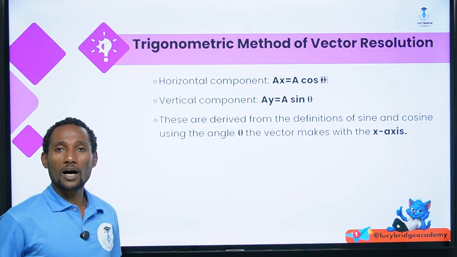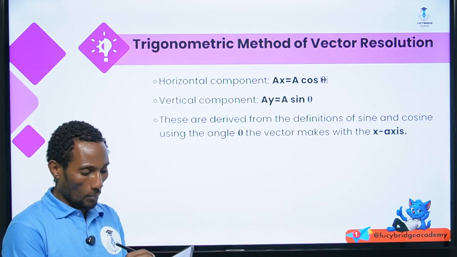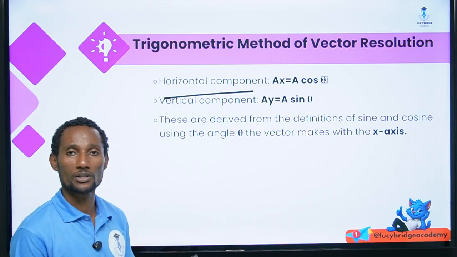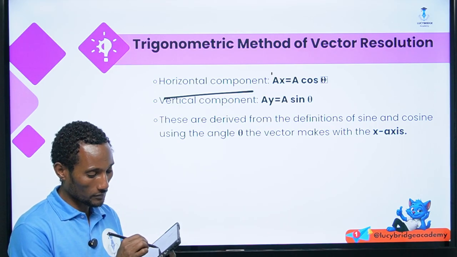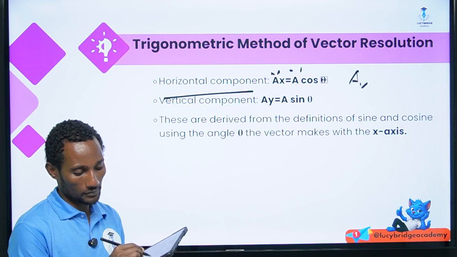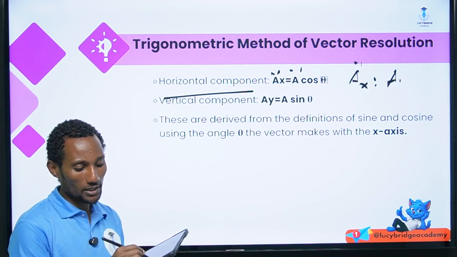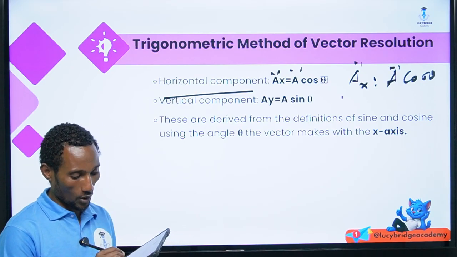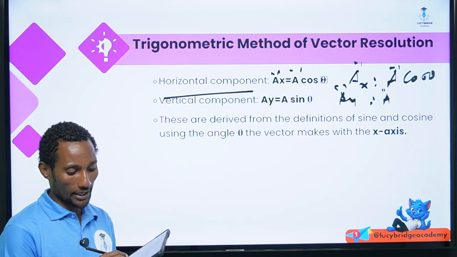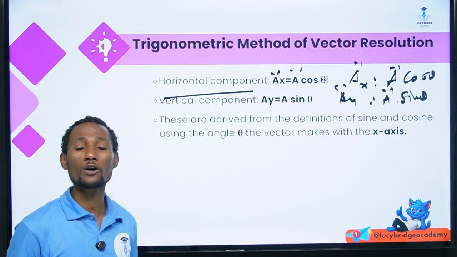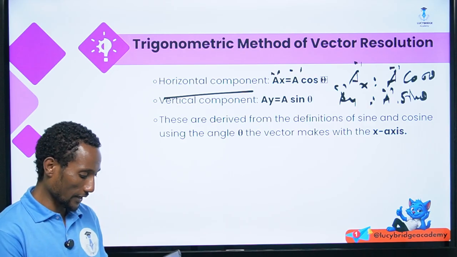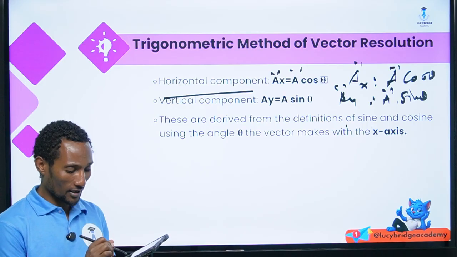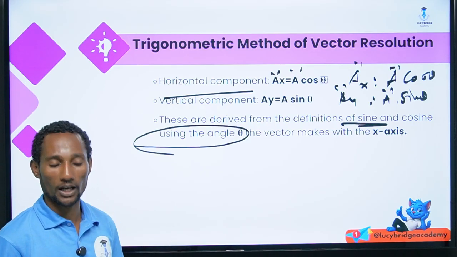So, as we discussed earlier, the horizontal and vertical components of the split vector, Ax and Ay, equal what? Ax is the same as A cos theta, which is the adjacent side of the vector, and Ay is the same as A sine theta, which is the opposite side of the split vector. We derived this using the definitions of sine and cosine with the angle theta.